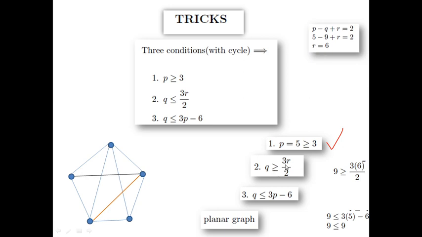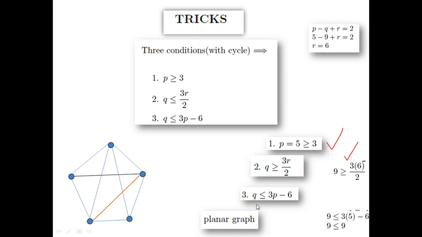Okay, just substitute here. Q value is 9, that is number of edges, greater than or equal to 3 into face value 6 divided by 2, cancel. What you are getting? Yes, 9 to 6, right? So 9 greater than or equal to 6. Definitely this also will be satisfied. So the second condition is okay.